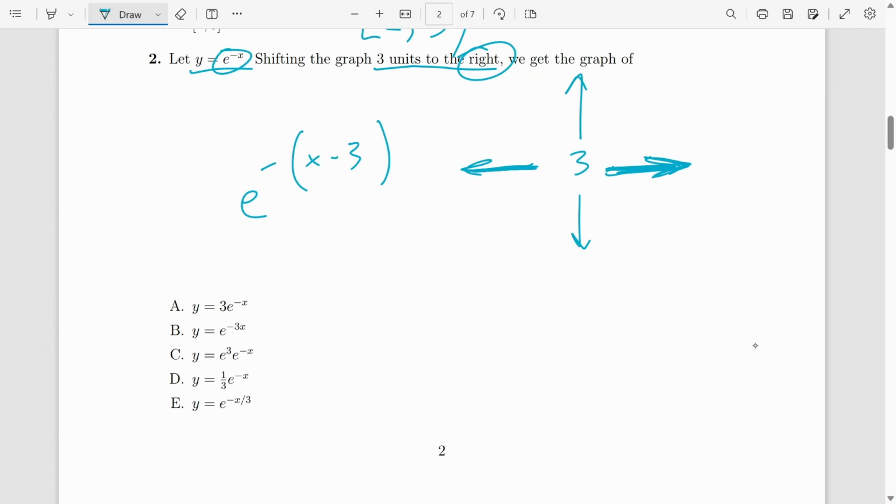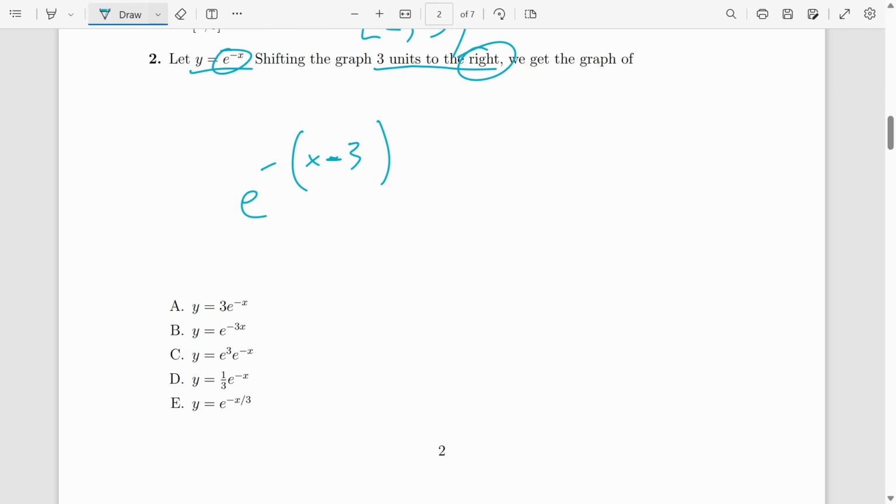But yeah, just remember that when you're doing horizontal actions, you're going to do a minus instead of a plus for right. And conversely, if you want to make something move left a given number of units, you'd put a plus. So there we go. Now we have our completed function.